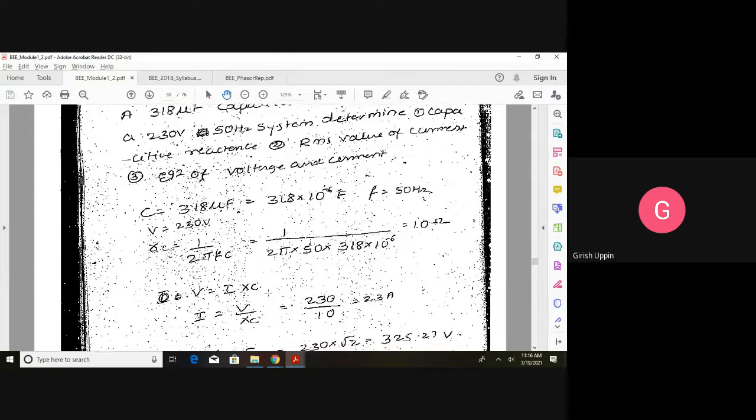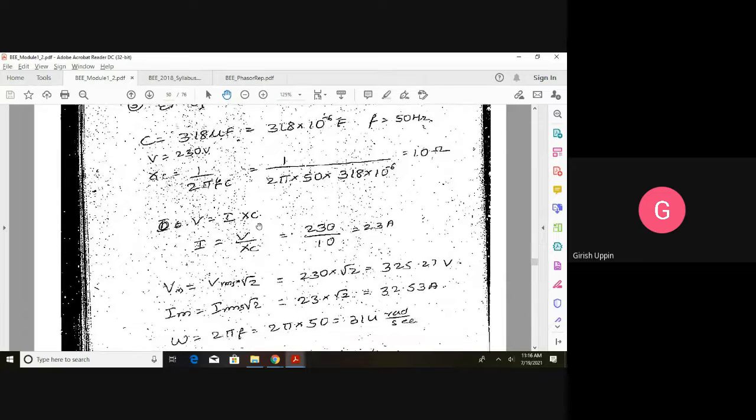And what would be the current? You should always use the form V is equal to IR. Remember, V is equal to IR in a DC circuit. In case of an AC circuit, V is equal to I into Z, or V is equal to I into R if it is a resistance. V is equal to I into XC if it is a capacitor. V is equal to I into XL if it is a pure inductor. V is equal to I into Z if it is an RL, RC or RLC. Therefore, V is equal to I into XC. I is equal to V by XC. 230 divided by 10, we get 23 ampere.